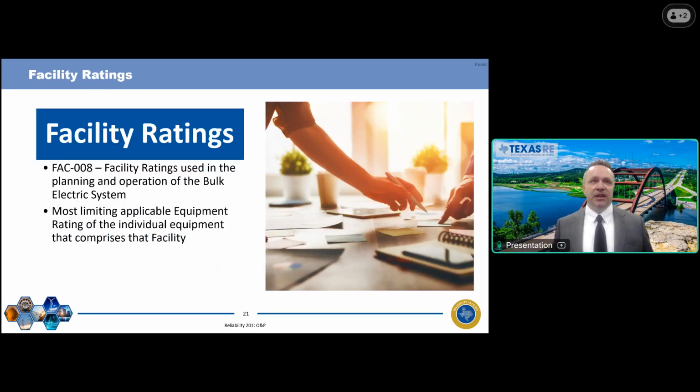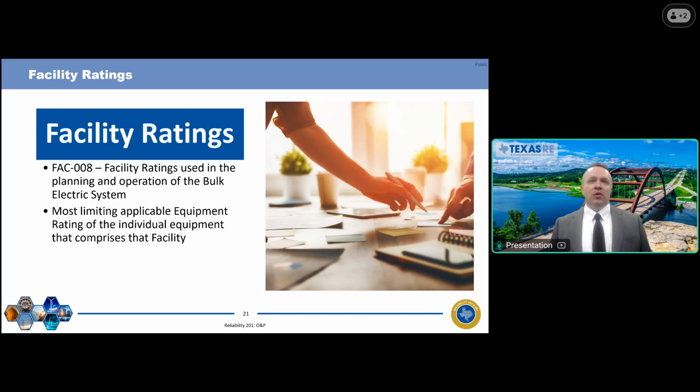So the third and final CMEP IP risk area of focus is facility ratings, FAC-008. So facility ratings used in the planning and operation of the bulk electric system. And the intent here is to identify your most limiting applicable equipment rating of the facility. So the facility rating methodology and worksheet are the two elements that comprise evidence of compliance implementation with FAC-008.